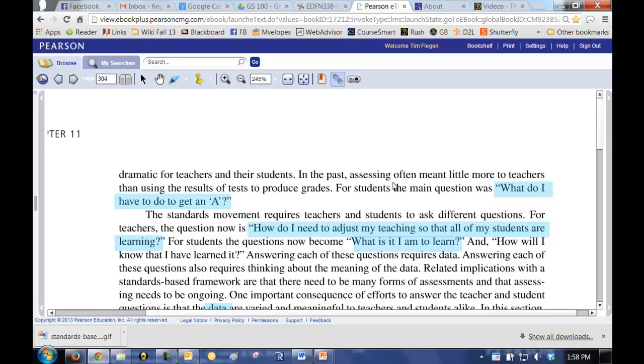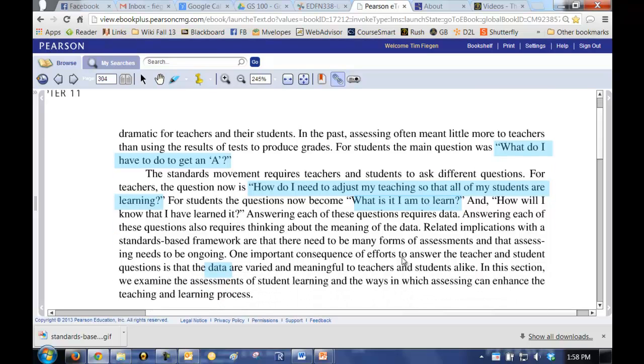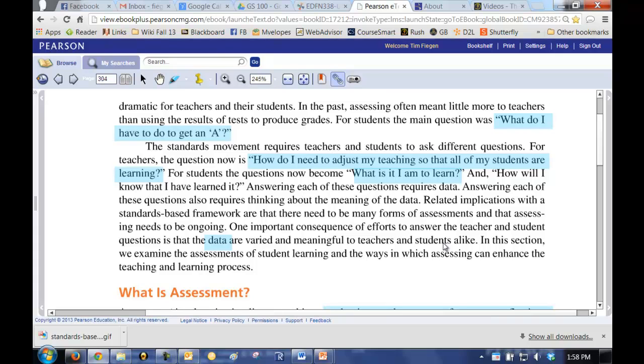Previously, it was this: what do I have to do to get an A in here? And I know some of you thought of it that way, still think of it that way in our college classes, but now the shift is like this. A teacher says, how do I have to adjust my teaching so that students are learning? And a student says, what is it I am to learn here? Not what do I have to do to get an A, but what I have to learn. And because I have to demonstrate to you that I've learned it other than by a test.